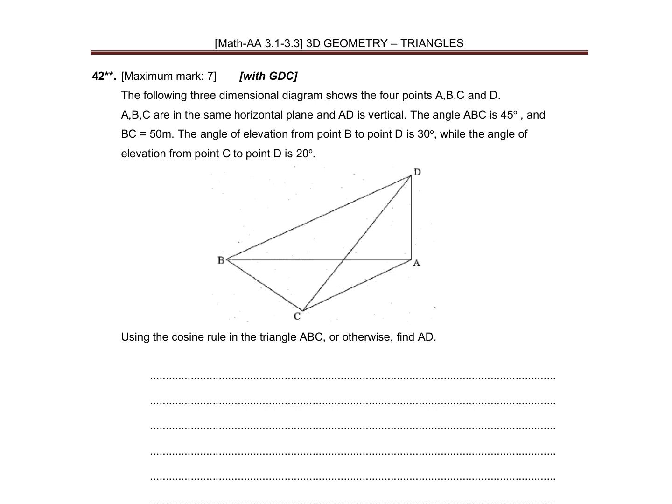42. Okay, so the following 3-dimensional diagram shows 4 points, A, B, C, D. A, B, and C are on the same horizontal plane, so they're on the ground basically, and AD is vertical. The angle ABC on the ground is 45, and BC is 50 meters. The angle of elevation from B to D is 30, while the angle of elevation from C to D is 20.